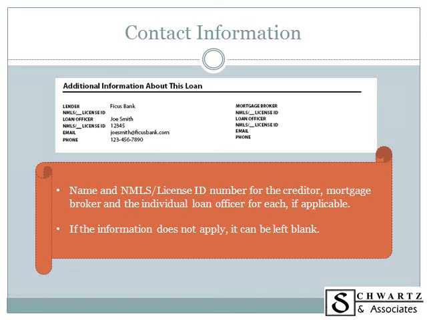At the top of page 3, we have contact information. This is the contact information for the lender and the loan officer and any mortgage brokers that may apply on this transaction. The table must disclose the name and NMLS information or license ID number for the creditor, the mortgage broker, and the individual loan officer if they apply. The information, if it doesn't apply, can actually be left blank.